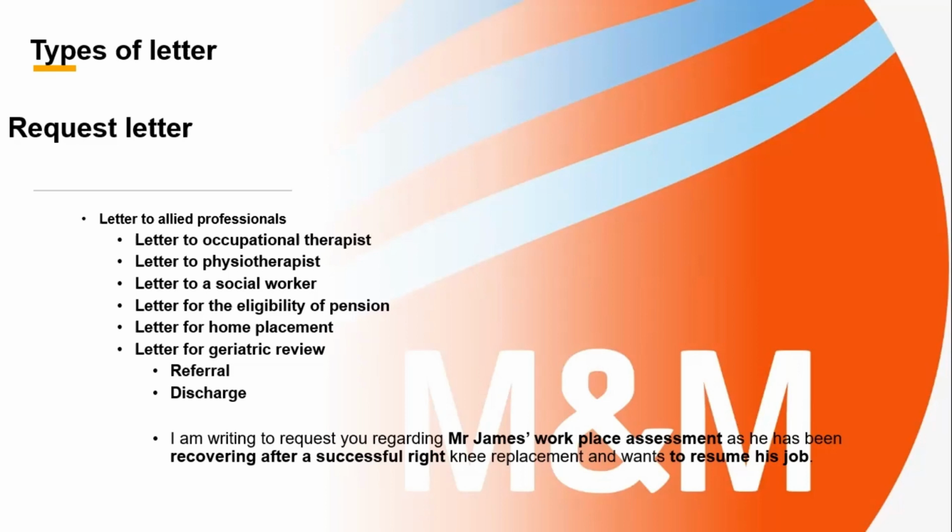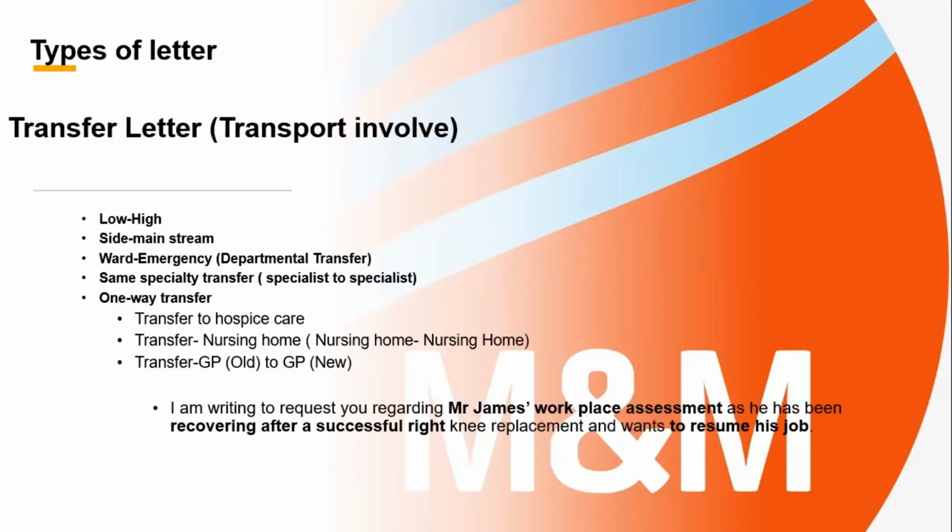Anyhow, so let's say I'm writing this letter to the occupational therapist. I can write it this way: I'm writing to request you regarding Mr. James' workplace assessment, as he has been recovering after a successful right knee replacement, and he wants to resume a job, let's say. So basically, there was a patient. It's a kind of discharge request letter. There was a patient who had this successful surgery and he wants to resume his job, but we just want the occupational therapist to go to his place and do the hazard assessment. So it's a kind of occupational letter that you can see over here.